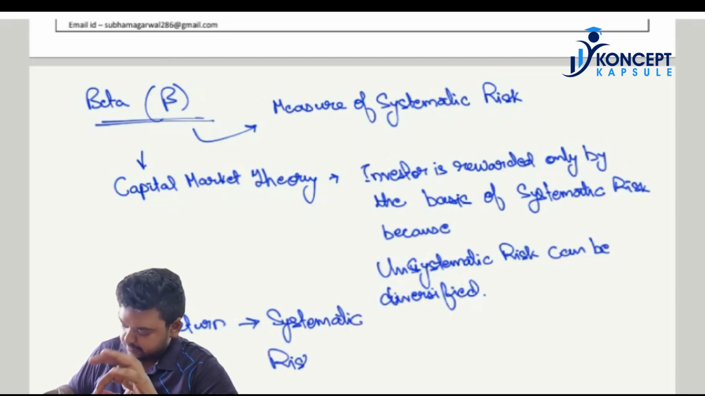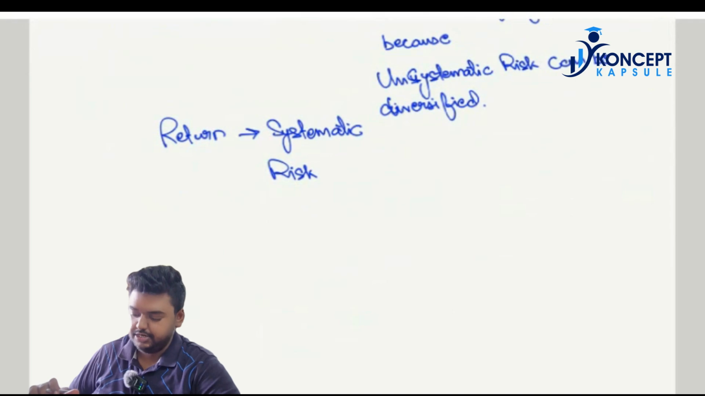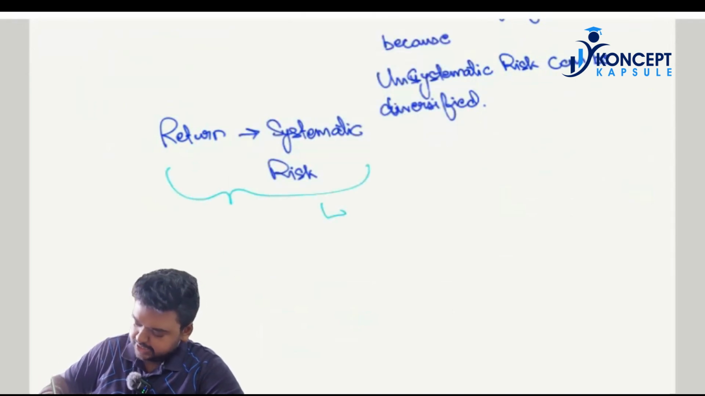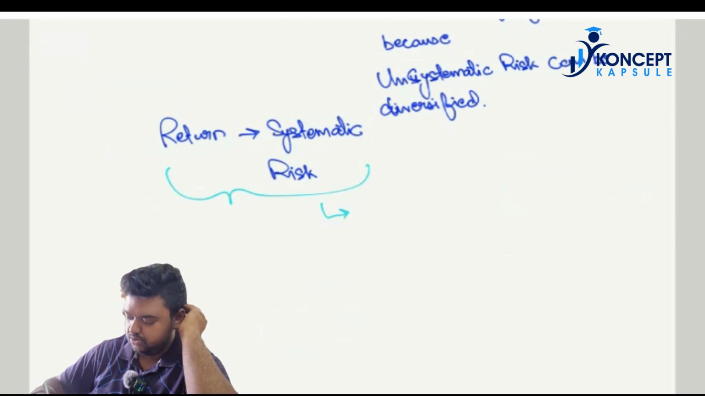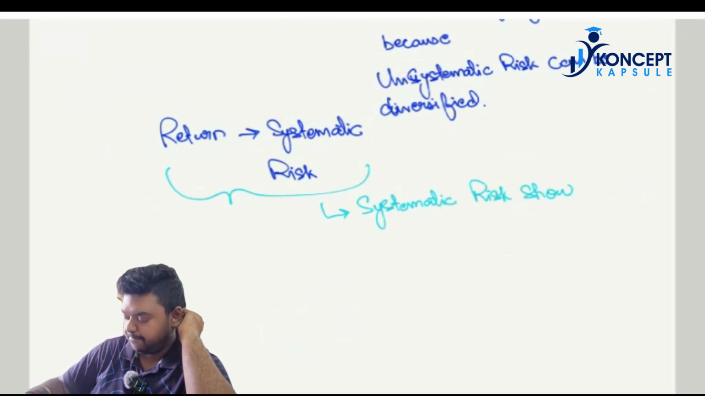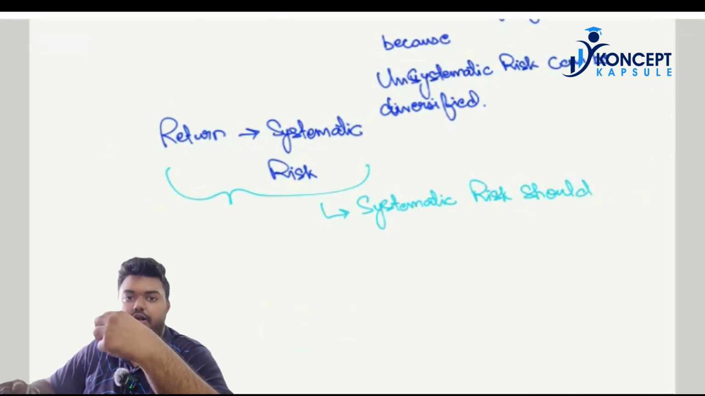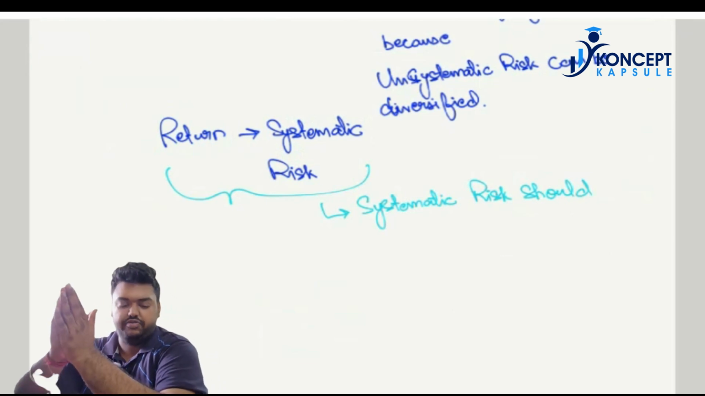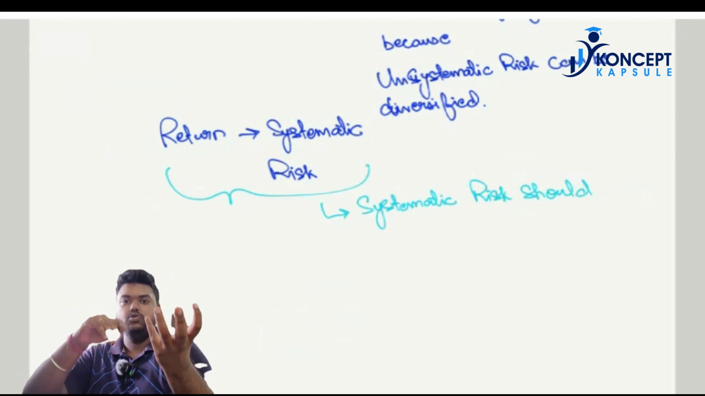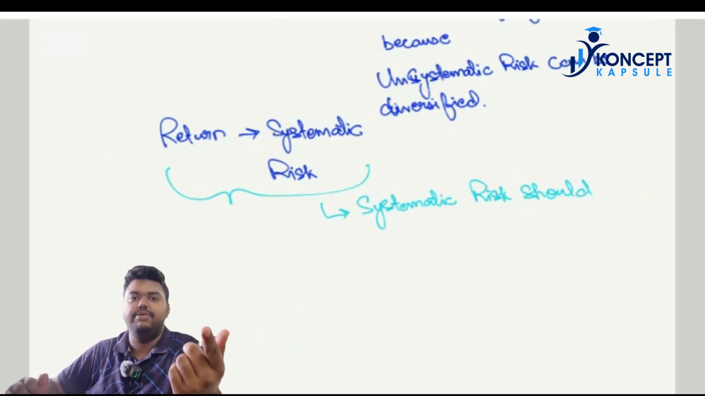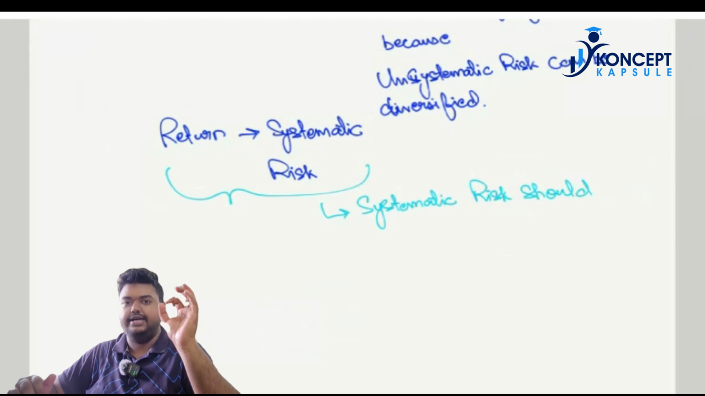Now, since return depends on systematic risk, it is very logical that there should be a measure, or systematic risk should be quantified. Correct? Because if systematic risk is not quantified, then how do we say that based on X amount of risk I need Y amount of return? If we are unable to quantify systematic risk, how do we quantify the return that I deserve by taking that systematic risk? Guys, are we understanding?